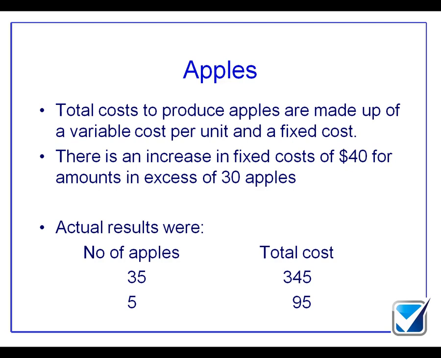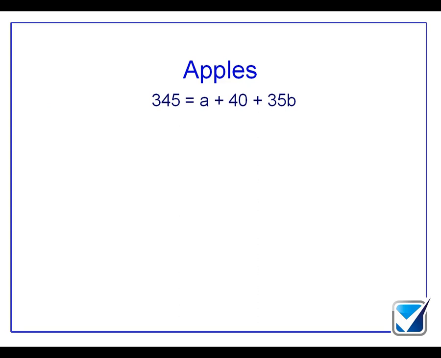Now, when I'm looking at that type of step in the fixed cost, it's going to be an extra $40 for amounts in excess of 30 apples. This now means that my equations will become $345 equals my fixed costs plus the extra step of $40 plus 35 variable costs because there's 35 apples. My low equation is going to be 95 equals fixed costs of A plus 5 lots of apples, so 5B.